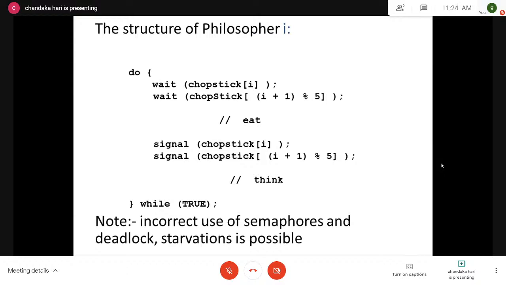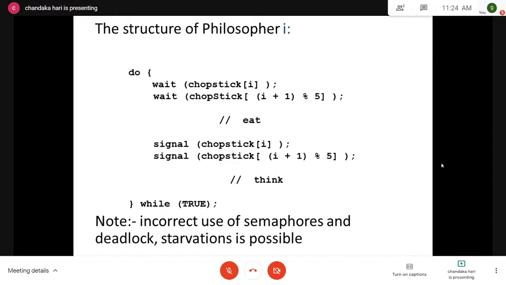Once your eating is complete, that is, your critical section is completed, you need to release the 2 chopsticks, and after that you can enter into the remainder section. That's enough. This is a simple solution. Of course, it may cause deadlock, and at worst, starvation is also possible.